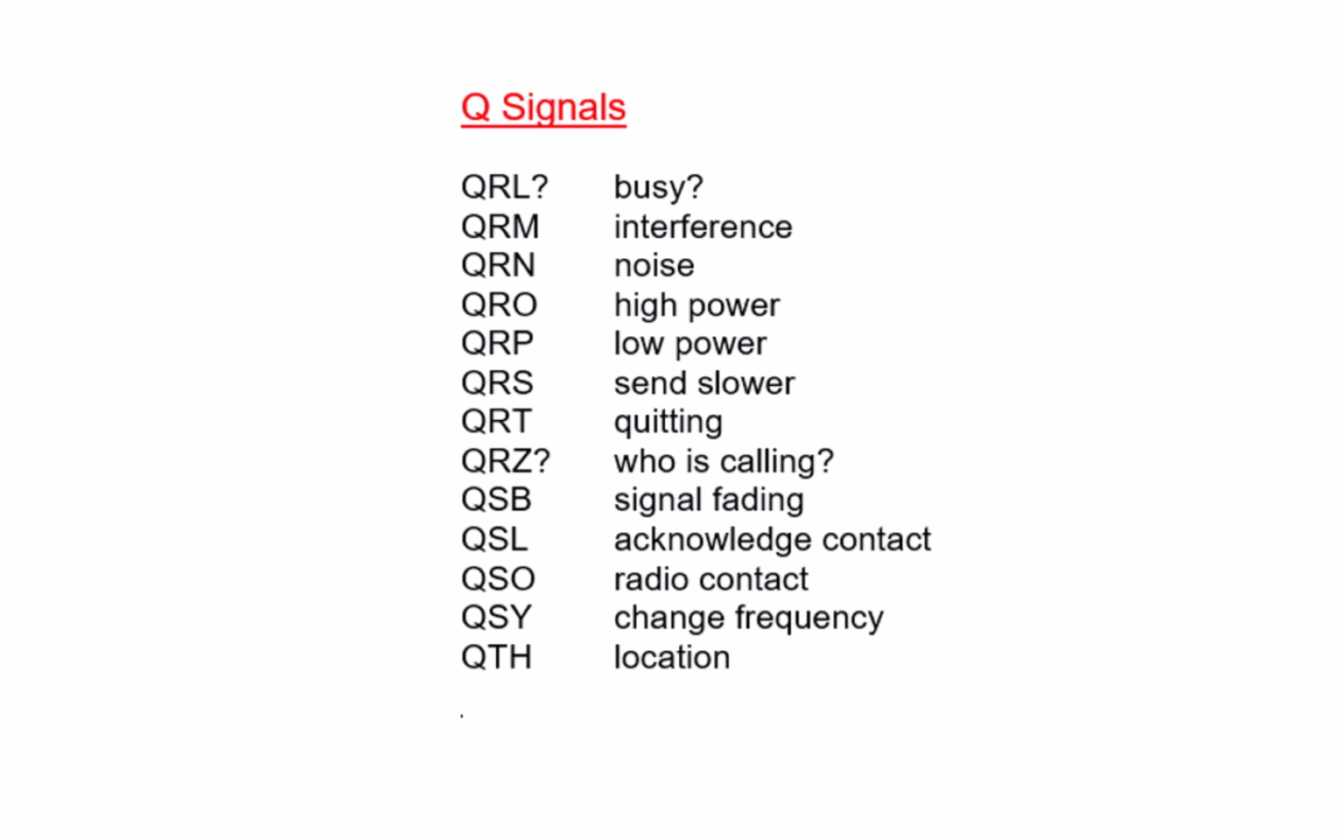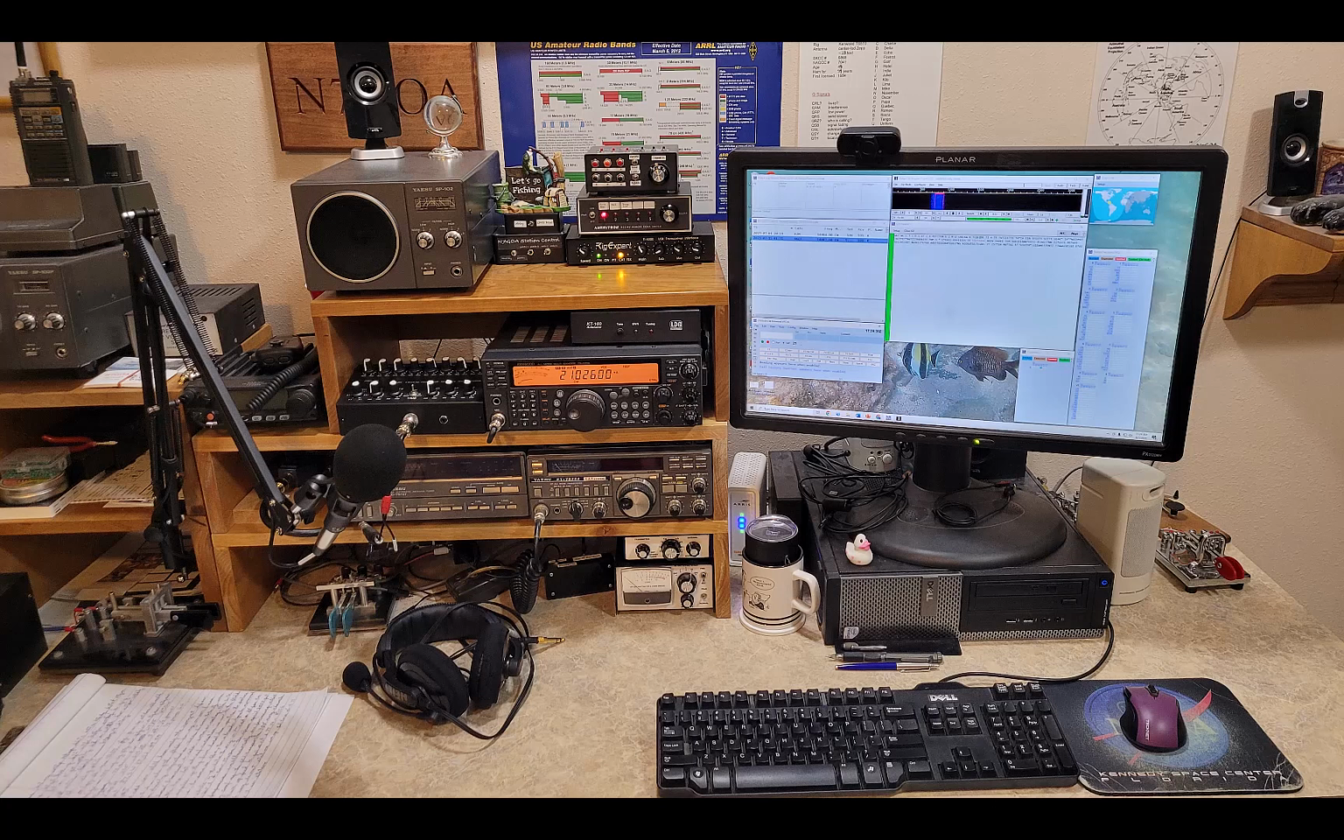A QSO is a radio contact. So you hear people say thanks for the QSO. QSY means to change the frequency. Sometimes people ask for that because they want to copy you on another band, or maybe the frequency has some interference. And QTH is location. So Q signals and other abbreviations are used to speed things up and try to help maintain the understanding of what's going on.